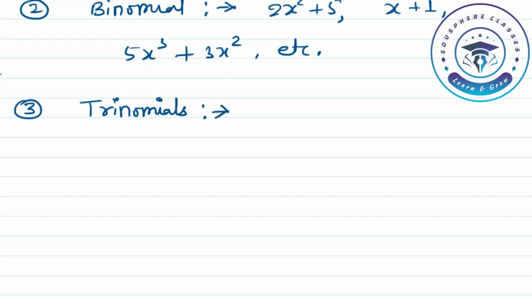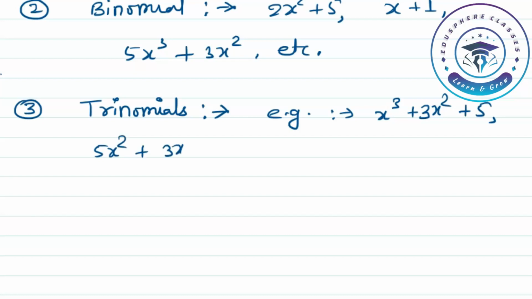Then number 3, trinomials. Trinomials means a polynomial containing three unlike terms. For example, x cube plus 3x square plus 5, 5x square plus 3x plus 1, x cube plus x to the power 4 plus x to the power 5. So these are trinomials. For more than three terms, we just call them polynomials.